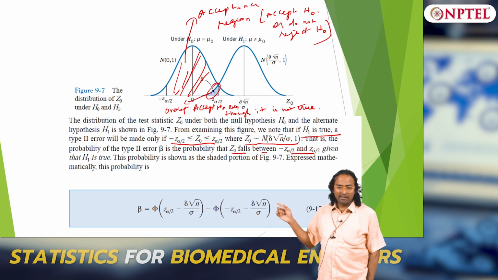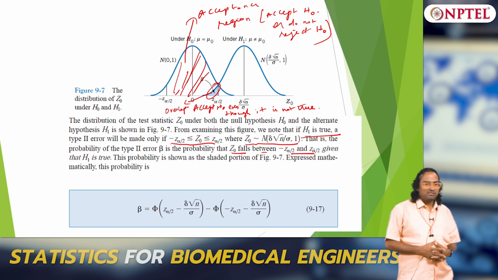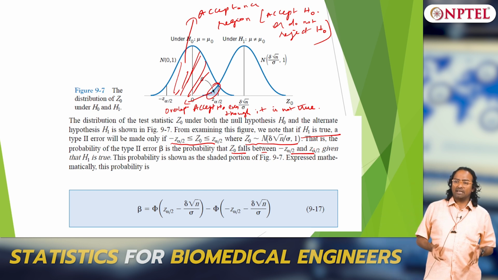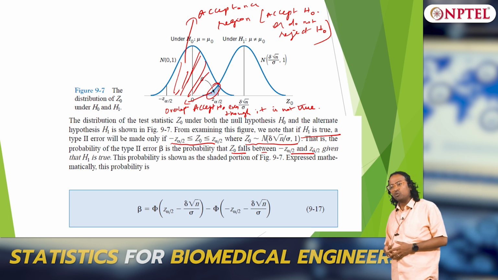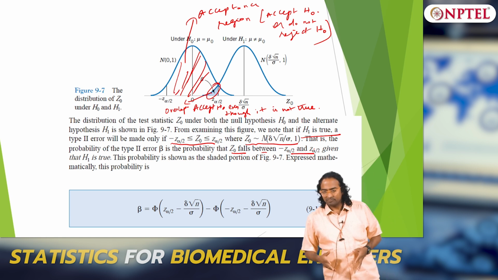Make sense everybody what we are trying to do? So the lesser the delta, the more the overlap, the more the beta, okay. The only way to resolve it is using a higher value of n, okay.